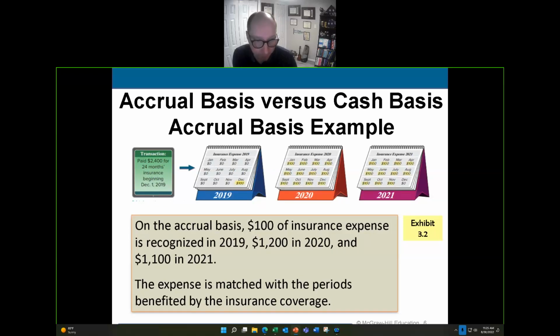Now, here's what I mean by consumption. Out of the $2,400, I'm going to consume an equal amount every month. And I record it in that month because that's the month I'm consuming that payment, that's when I'm using the insurance. So let's take a look at this example. Our company paid $2,400 for 24 months of insurance starting on December 2019.